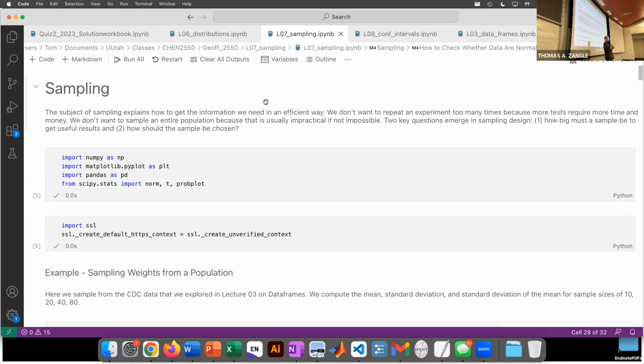And then in the next lecture, we're going to start talking in a little bit more detail about confidence intervals. Confidence intervals have come up already when we were talking about linear regressions, for example. But we're going to talk in a little bit more depth about confidence intervals in the next lecture, which will take off from some of these concepts about sampling.